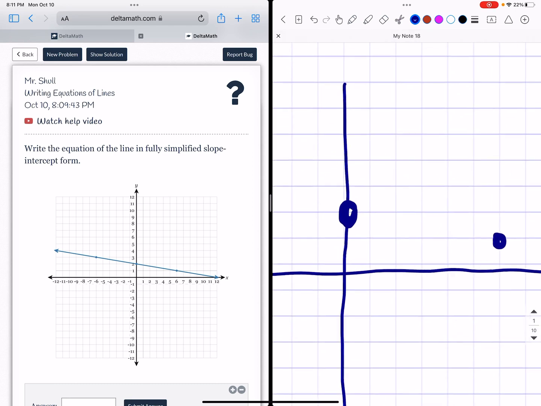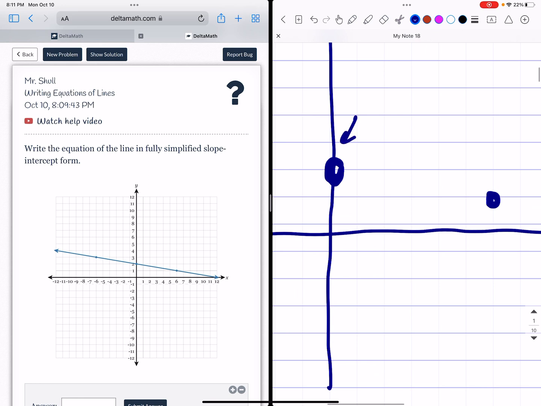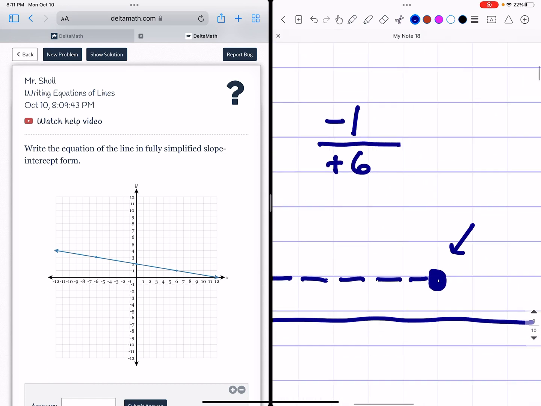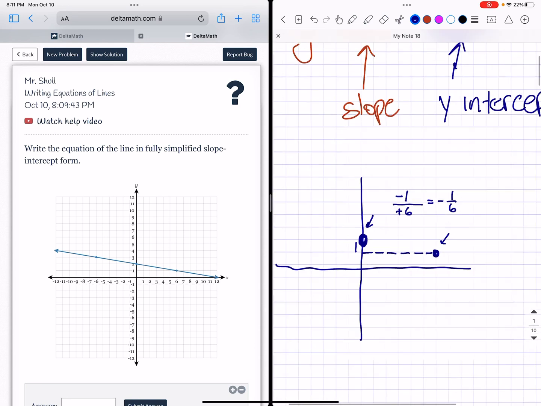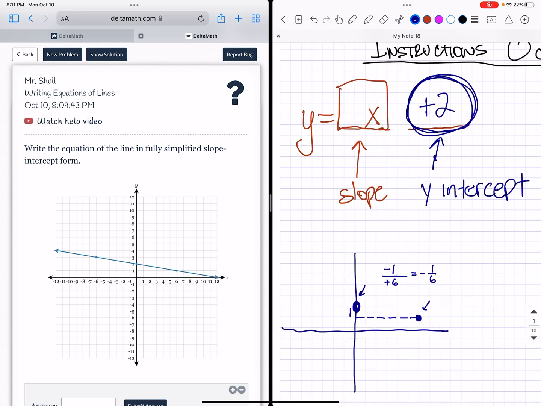To get from this point right here to this point right here, I have to go down 1. So that's -1, right? That's a direction. And forward 1, 2, 3, 4, 5, 6. So down 1, but forward 6. A negative and a positive is a negative, so I get -1/6. All right, so that's my x term, -1/6, and I'm done. That's it, if you can do slope.